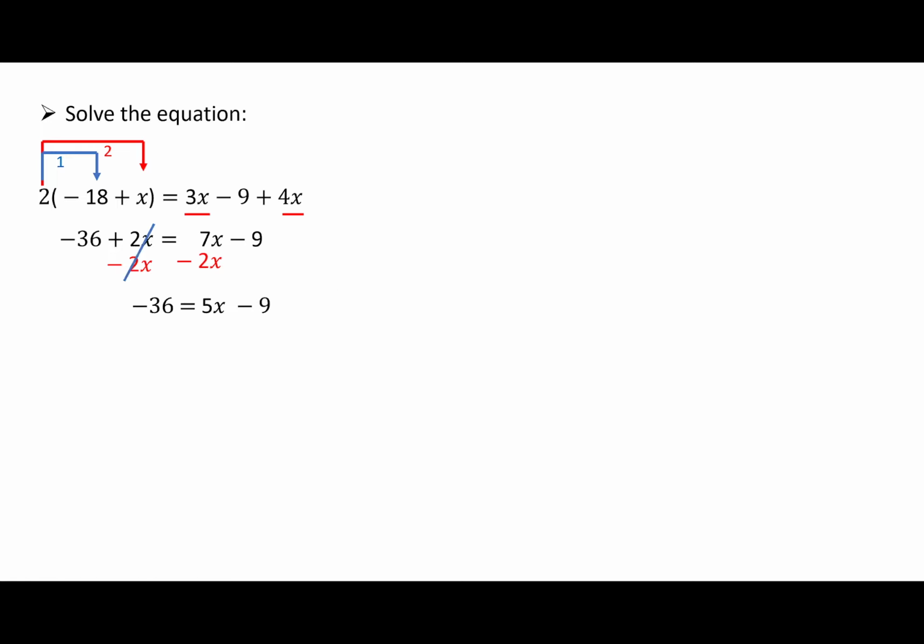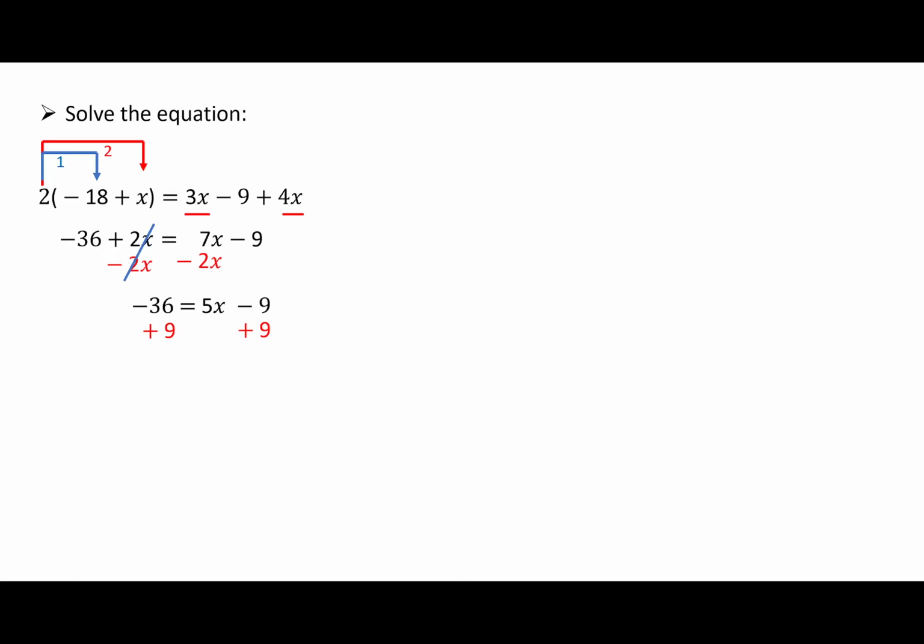So you have negative 36 is equal to 5x minus 9. 7x minus 2x is 5x. Now, you have to get rid of this minus 9. You add 9 to both sides. Now, negative 36 plus 9, one is negative, one is positive, so they have to be subtracted. 36 minus 9 is 27.